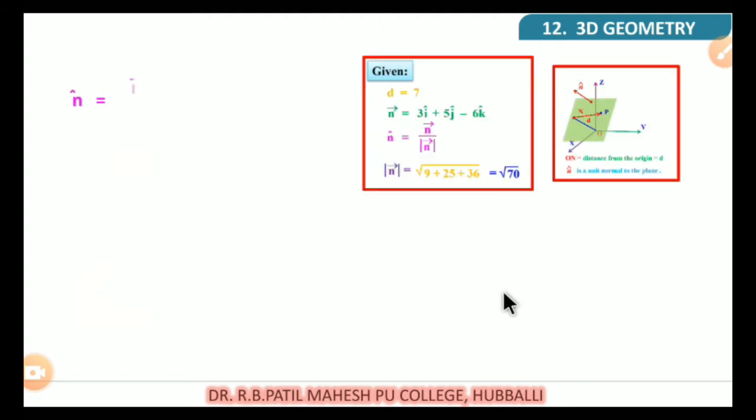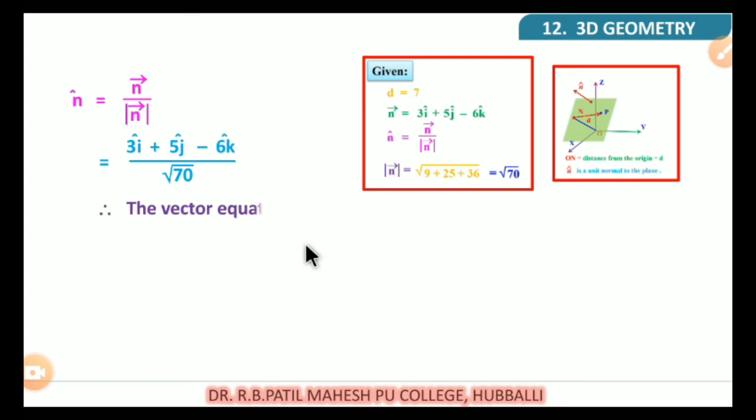Now write down the unit normal. That is n cap is equal to vector n divided by magnitude of vector n. So this will be equal to 3i plus 5j minus 6k divided by square root of 70. So this is the value of n cap, which means the unit normal. Therefore, the vector equation of the plane is given by r vector dot n cap is equal to D. This is the vector equation of the plane in the first form.